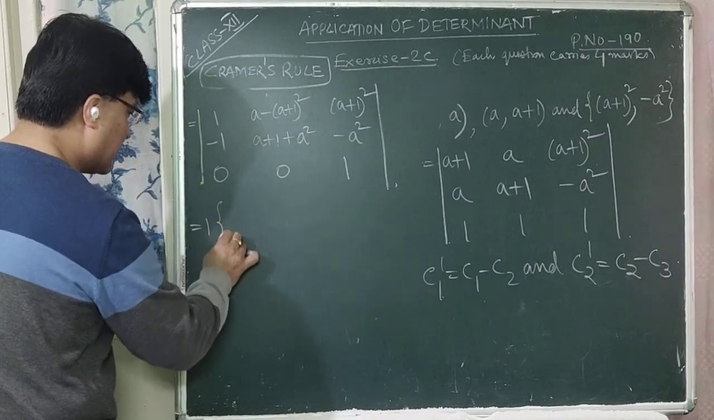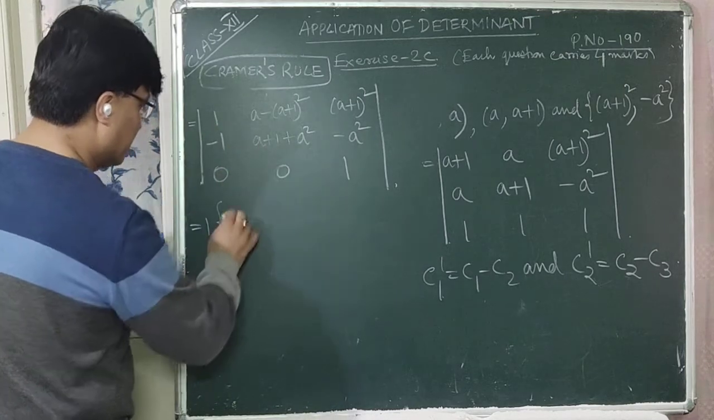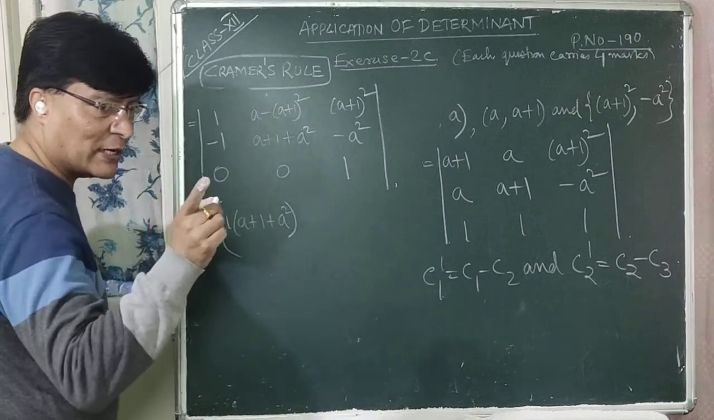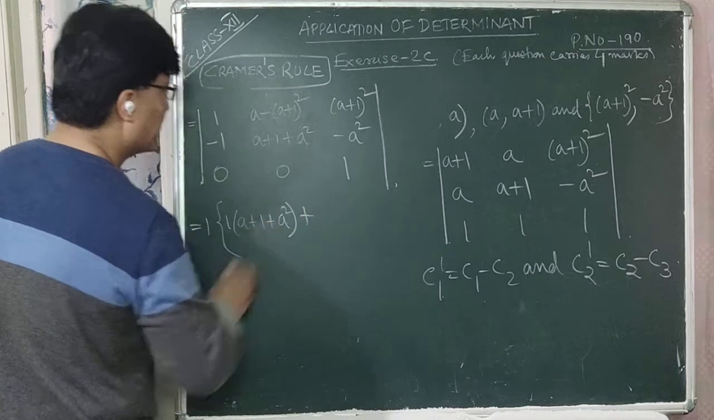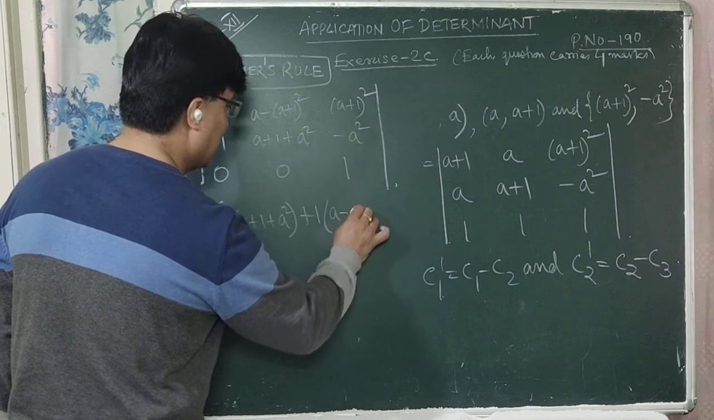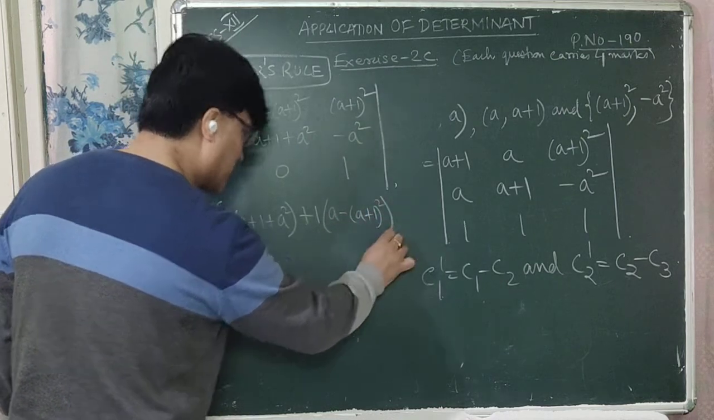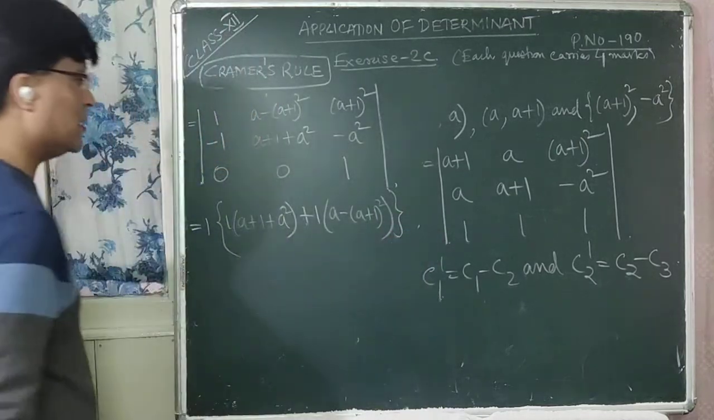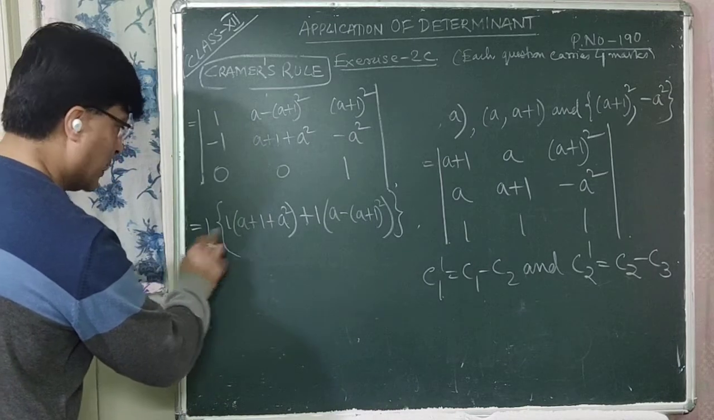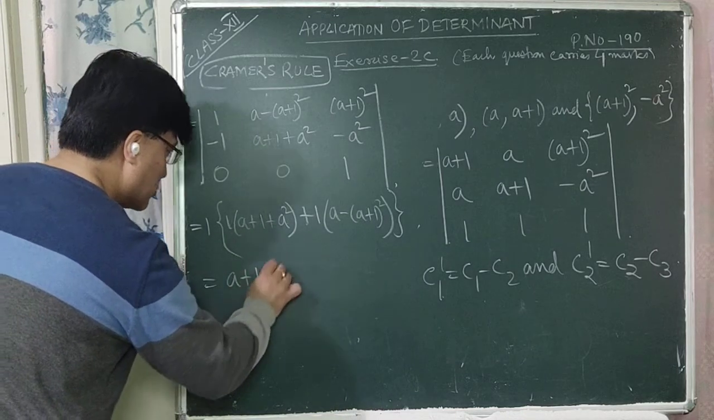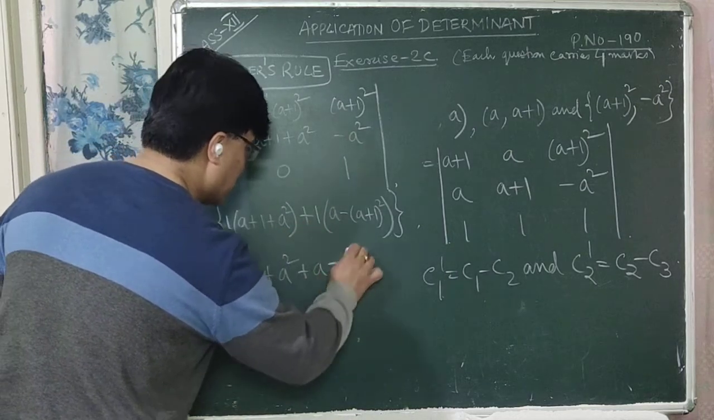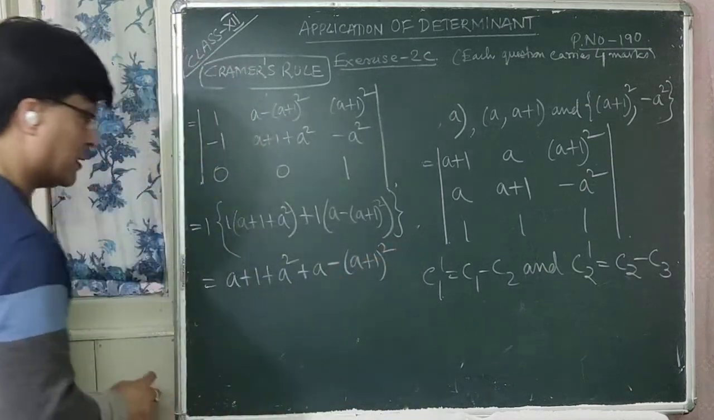Now within the second bracket, what do we write? 1 into this one: 1 into (a plus 1 plus a square). Then comes the minus sign always. So minus, 1 into within bracket, a minus (a plus 1) whole square, again the bracket closes, then this second bracket is also closed. So let us simplify it. You don't have to write this one. Let us multiply it: a plus 1 plus a square. Let us multiply it also: plus a into 1 plus a, plus, into minus, minus. This is (a plus 1) whole square, right?